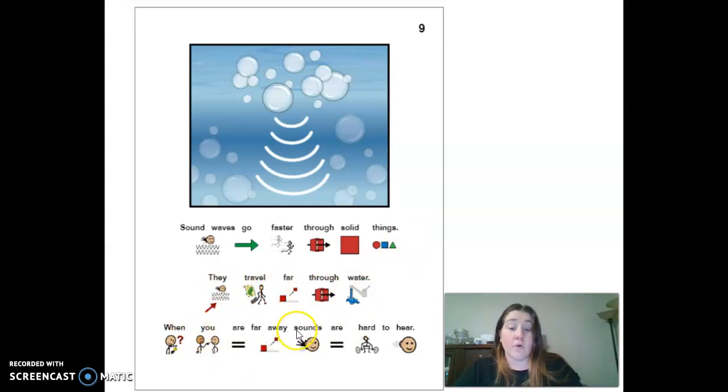When you are far away from sounds, they're hard to hear. So even though I am far away, you can hear me really well because it's a recording. But if I were talking from the other room, it would be very hard to hear me.